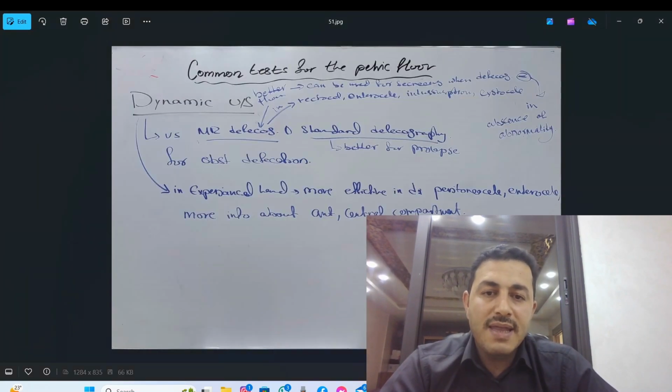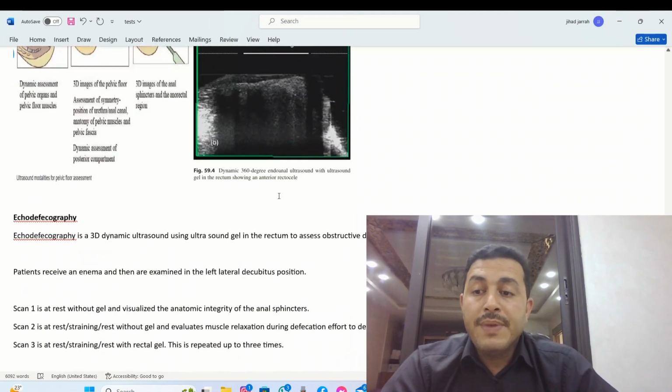What else can we add about the dynamic ultrasound? In experienced hands it's more effective in diagnosing peritoneocele and enterocele. It gives us information about the anterior and central compartment. When to use dynamic ultrasound? When we have symptoms of obstructed defecation.